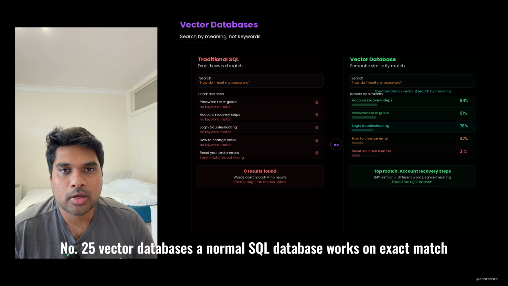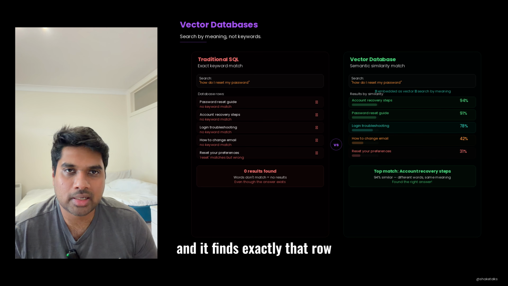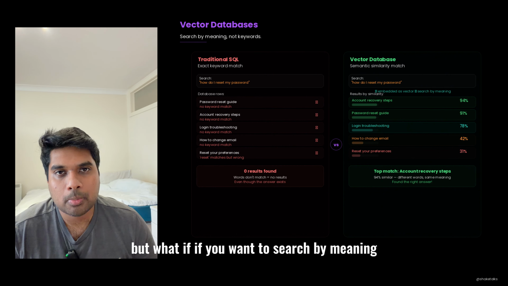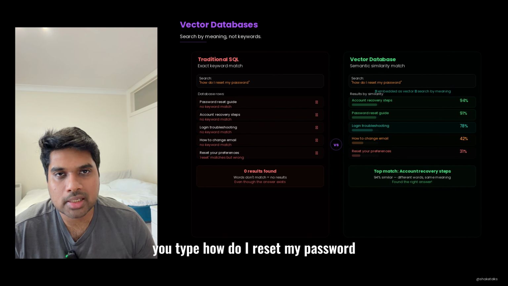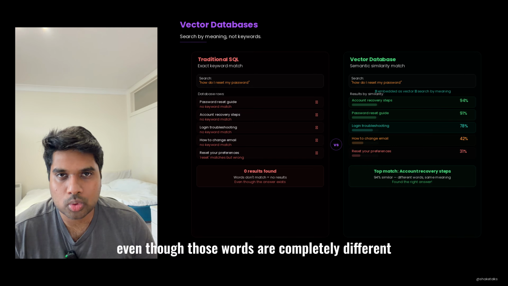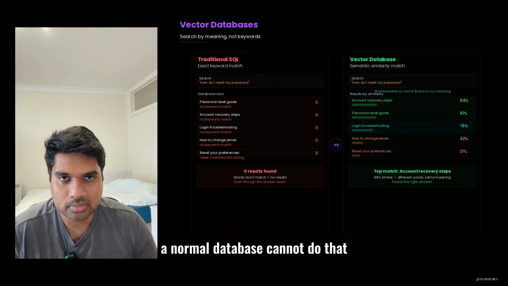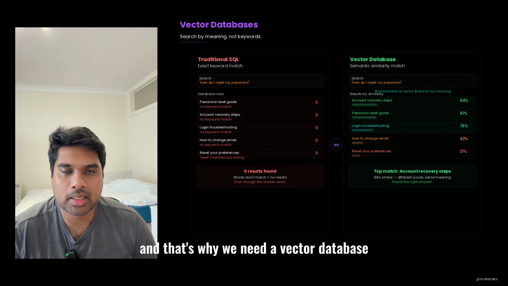Number 25. Vector databases. A normal SQL database works on exact match. You ask for customer ID 5427 and it finds exactly that row. But what if you want to search by meaning? You type how do I reset my password and you want it to find a document titled account recovery steps. Even though those words are completely different, a normal database cannot do that. And that's why we need a vector database.